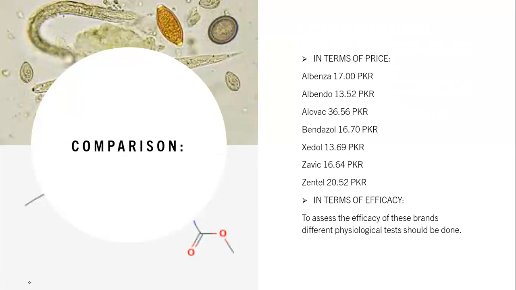In terms of efficacy, to assess the efficacy of the brands, we should perform different physiological tests such as hardness test, dissolution test, and there are so many tests to prove the efficacy of the drug. But Albenza is the most recommended drug brand for albendazole, and Zental is unapproved. Basically, it is not used internationally.